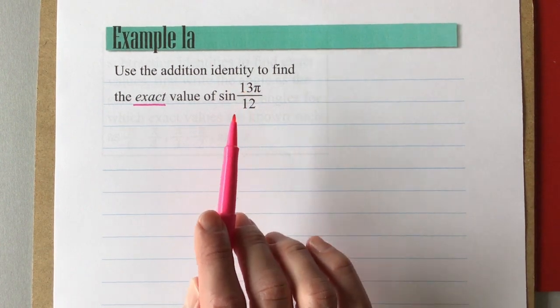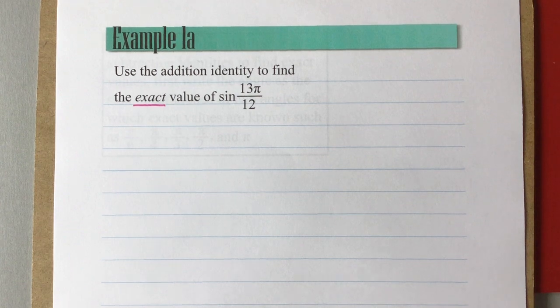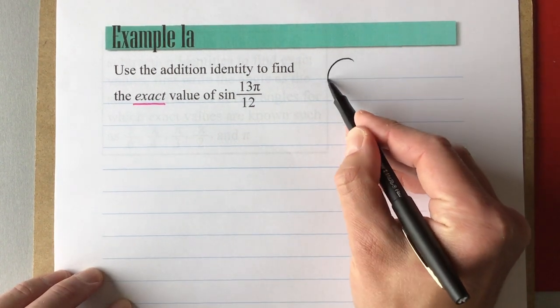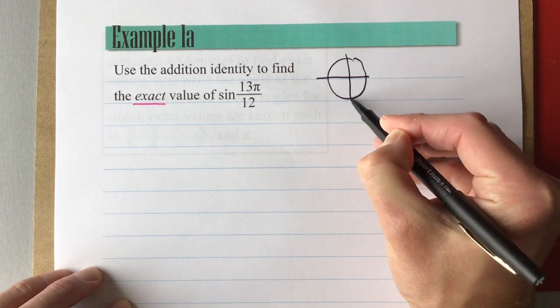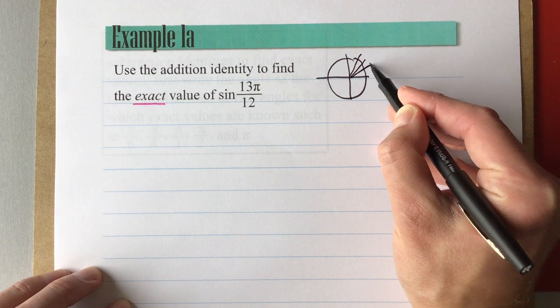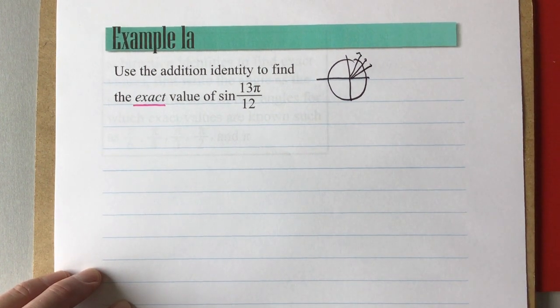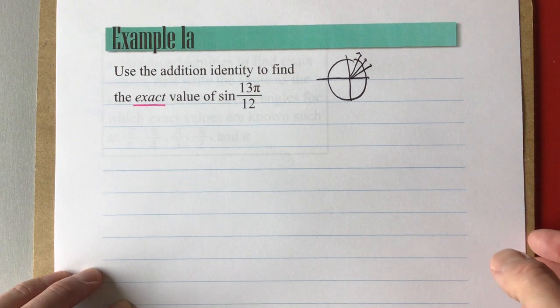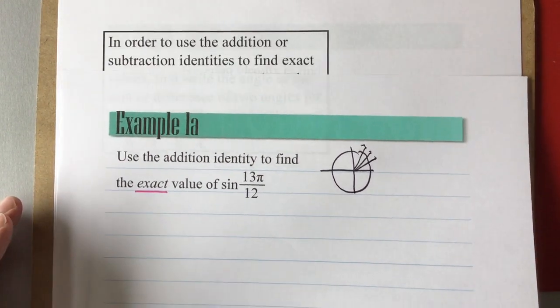13 pi over 12 is not an angle that I've worked with before. When I think back to my unit circle, and all of the angles that we navigated around on that unit circle, 13 pi over 12 was not one of them. So here's how we can use the addition identity to evaluate the sine of 13 pi over 12.